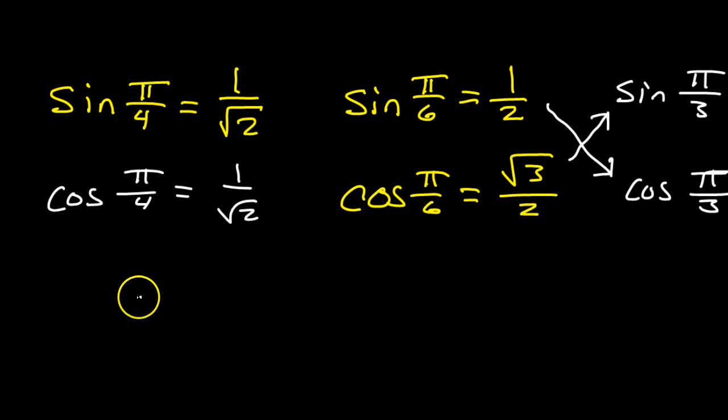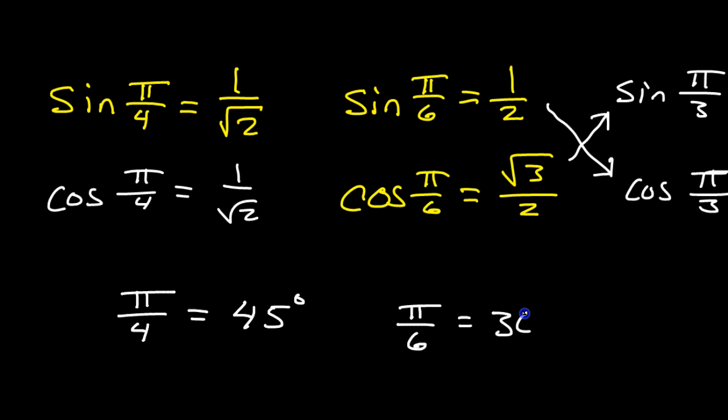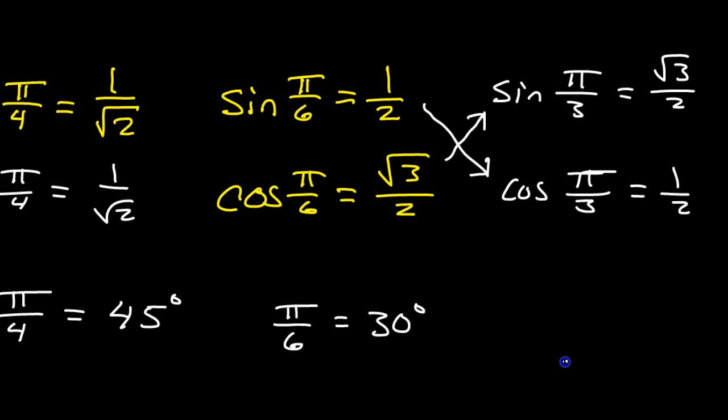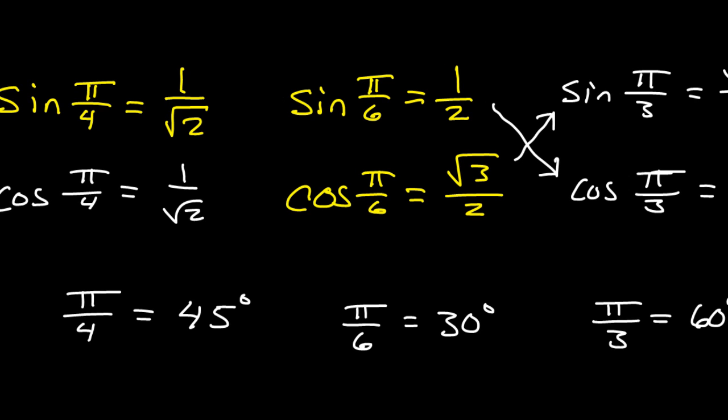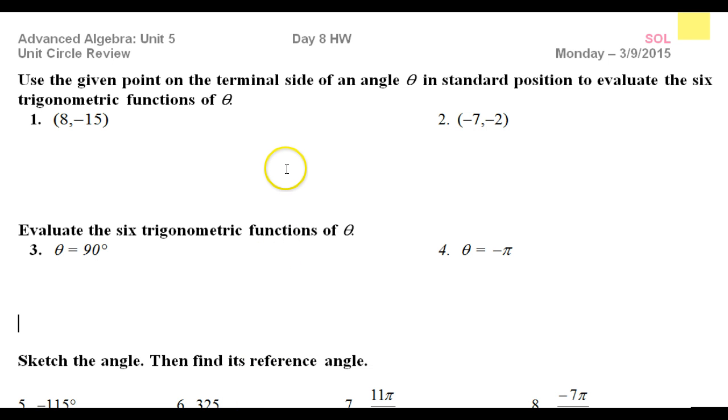By the way, pi over 4, how many degrees is that? That is 45 degrees. What about pi over 6? That's 30 degrees. And what about pi over 3? That is 60 degrees. If it helps you to keep in mind that these are sort of opposites, pi over 6 is 30 degrees and pi over 3 is 60 degrees, whatever makes you happy. Okay, anyway, back to business.